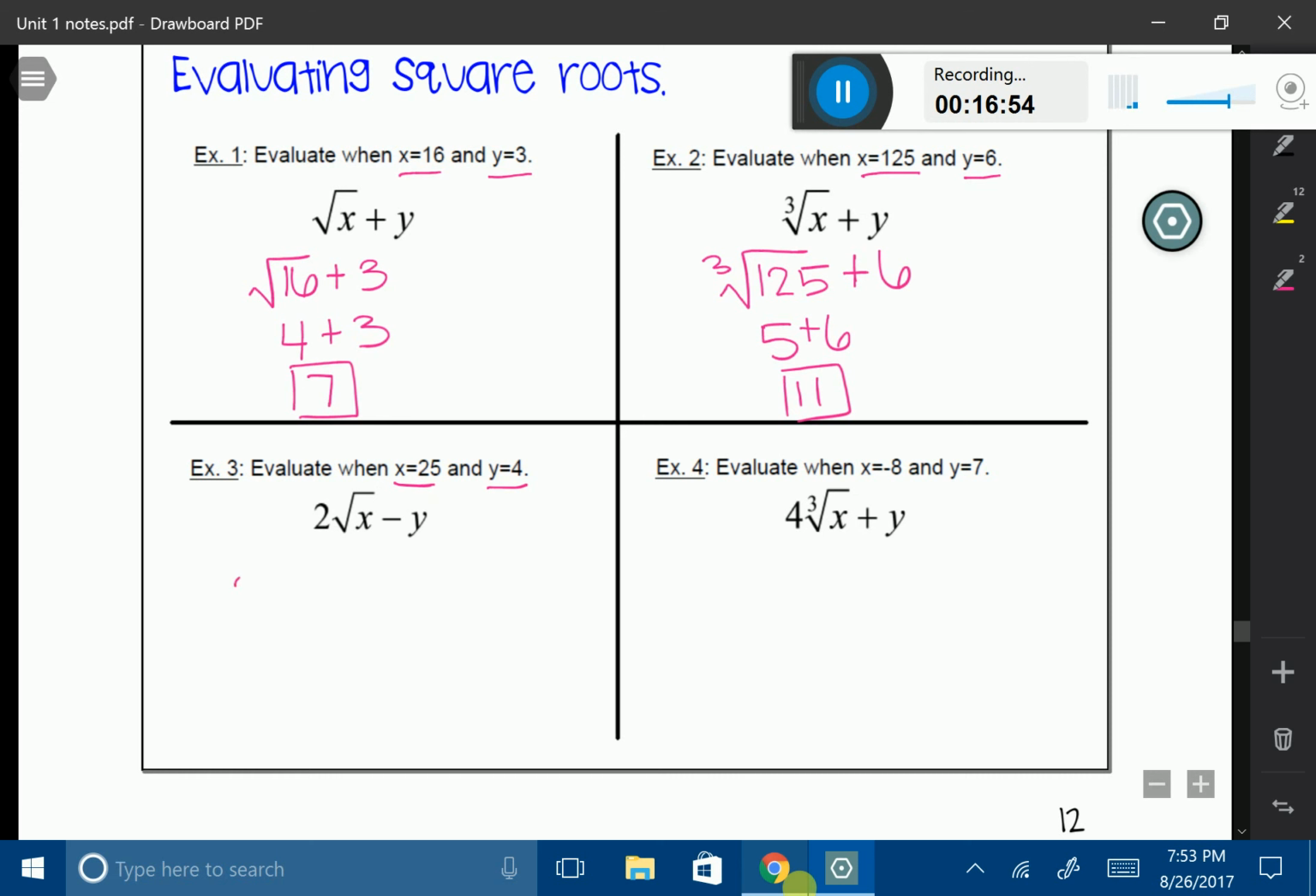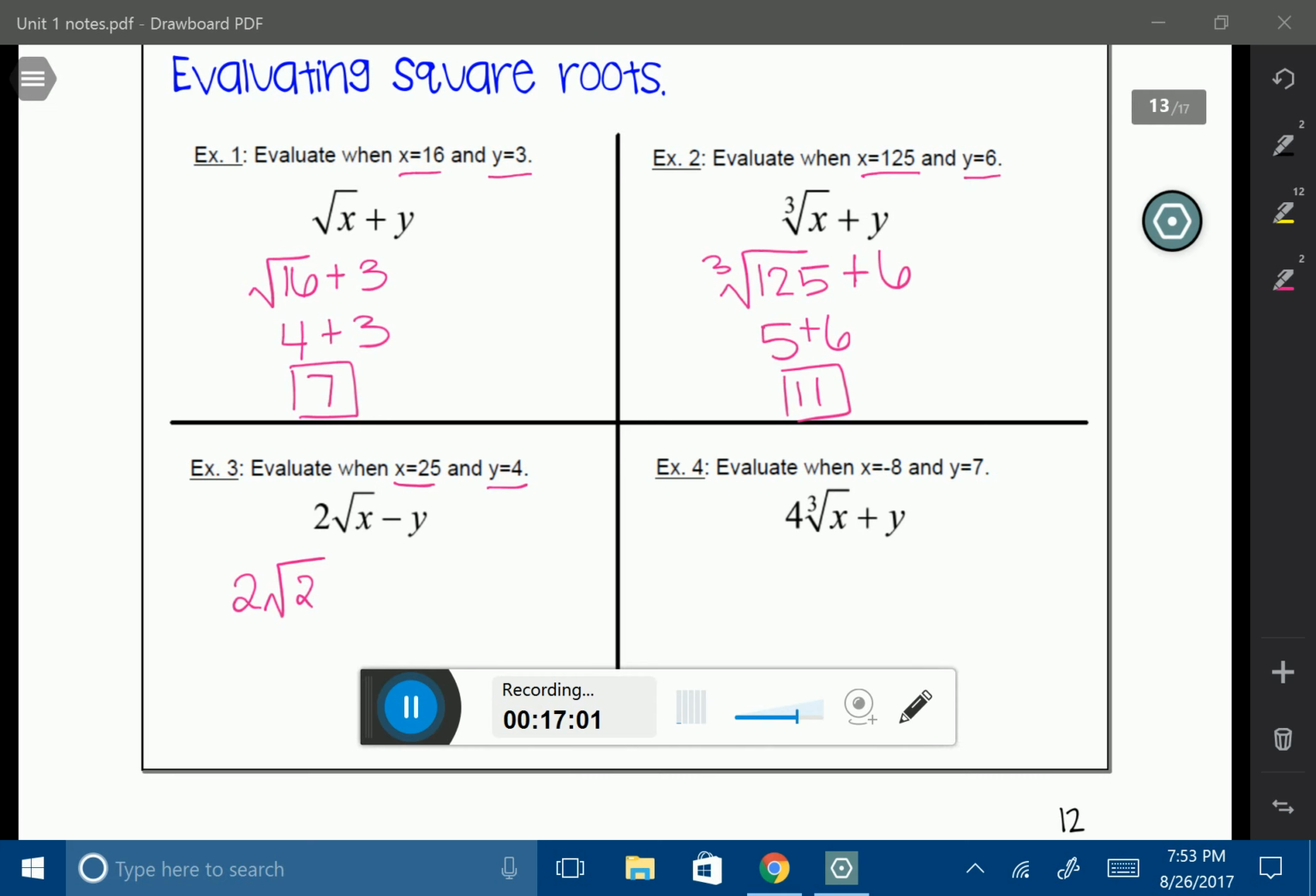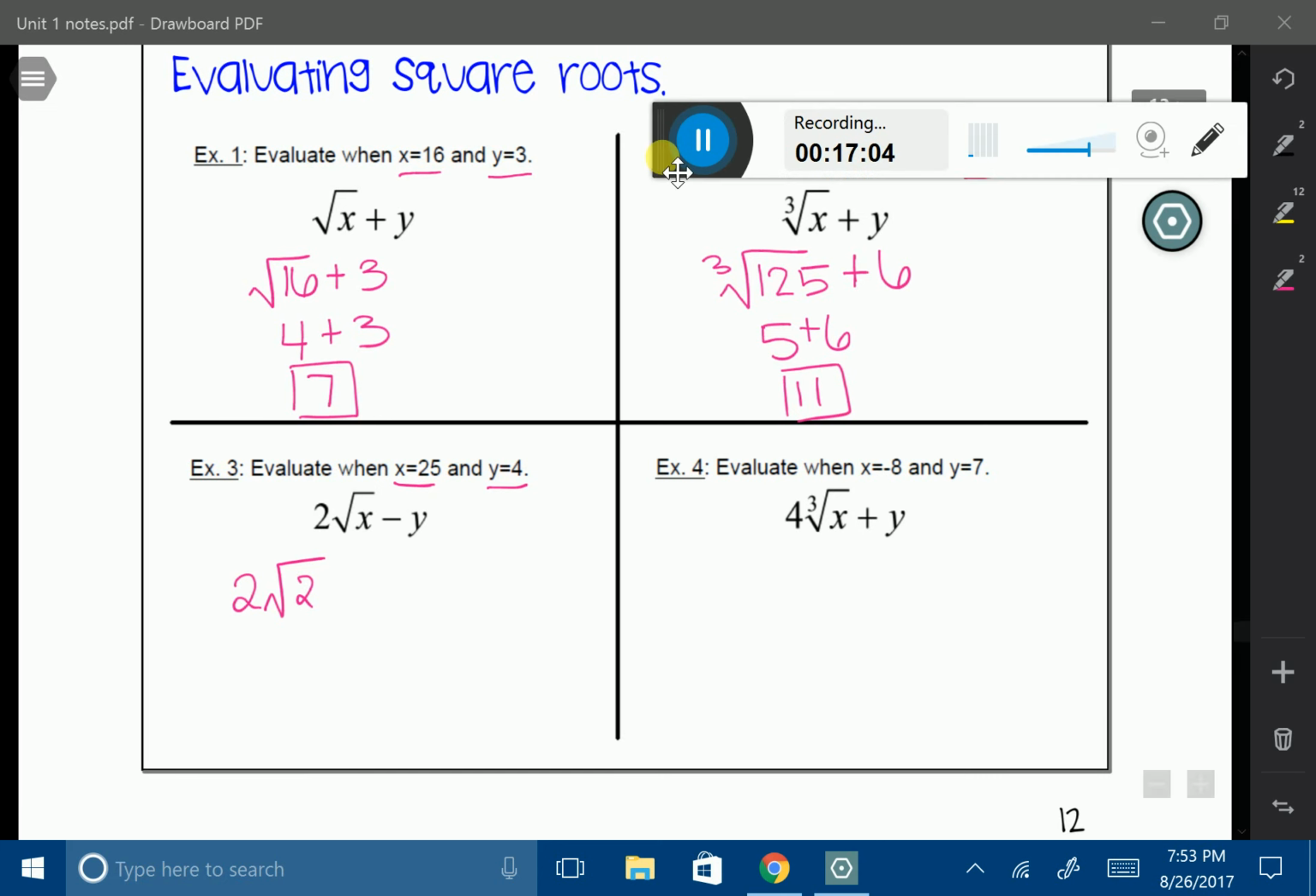I'm going to go ahead and substitute that in. 2 times the square root of 25 minus 4. Okay, let's go ahead and simplify this. Remember to do your order of operations here. Let's go ahead and simplify our square root here. So I have 2 times 5 minus 4. I'm going to do my multiplication first to give me 6.